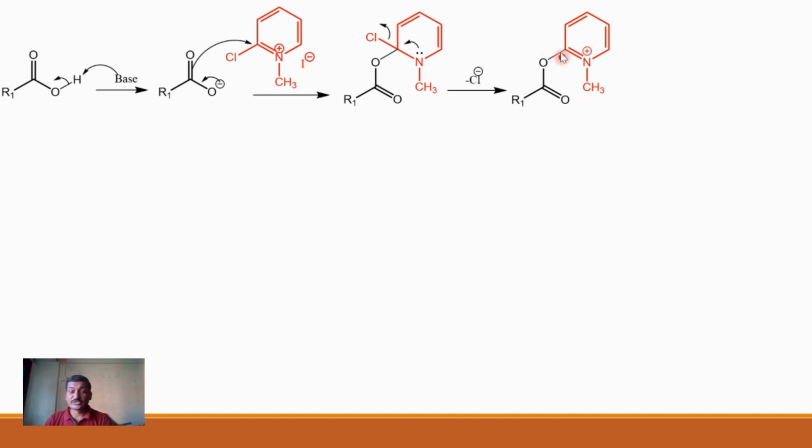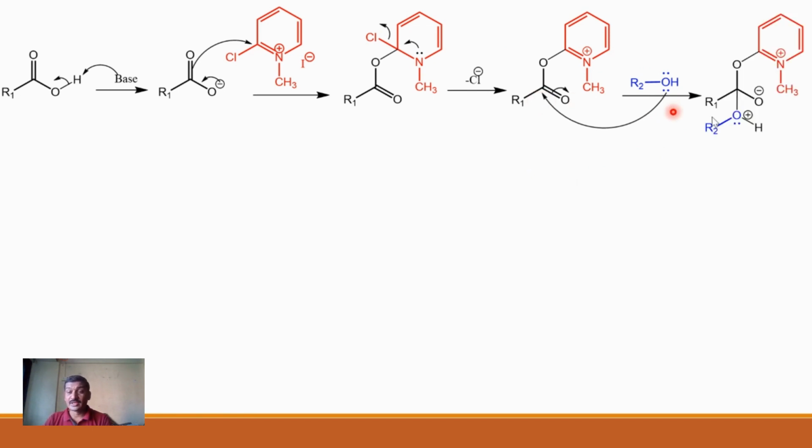Then the lone pair of nitrogen shifts here, chlorine goes out, and you get the 2-substituted pyridinium salt. Now the alcohol attacks the carbonyl carbon of the carboxylic acid and you get this oxyanion intermediate. Then the oxyanion intermediate shifts its negative charge to form the carbon-oxygen bond and breaks the other carbon-oxygen bond, and you get this protonated ester.